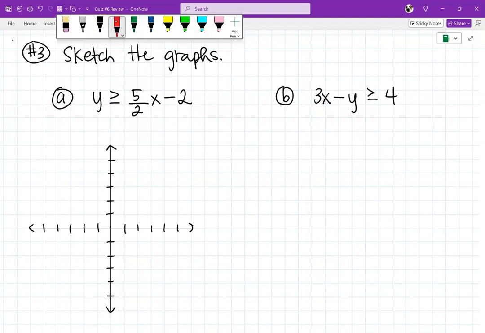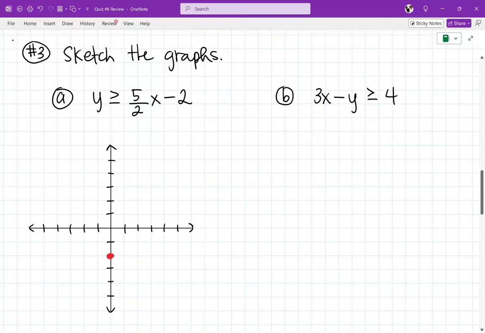So my y-intercept is what? -2. What's my slope? 5/2. So I have to go up 5 twice over. So 1, 2, 3, 4, 5, twice over. And what kind of line is this going to be, solid or dashed? This is going to be a solid line, right? Because it says greater than or equal to.